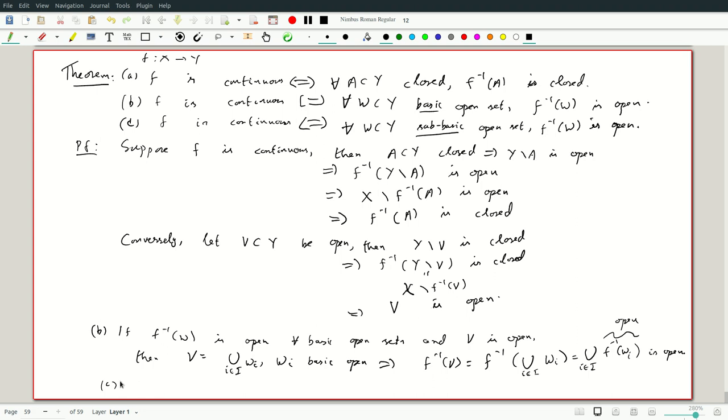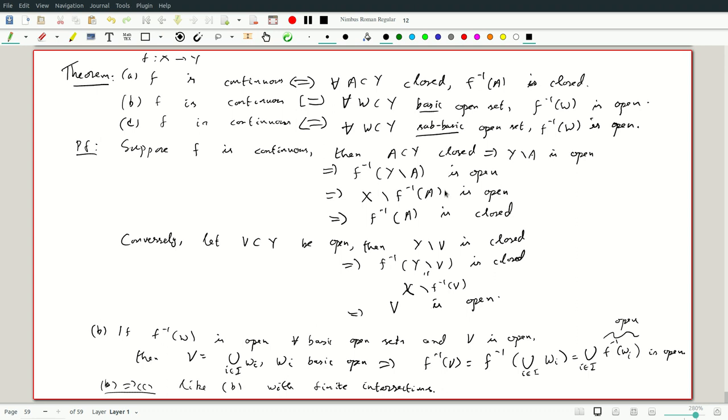B implies C. C is like B, but with finite intersections. Suppose we have established B, and I know the inverse image of a subbasic set is open. I'll conclude that the inverse image of a basic open set is open, where the basis comes from the subbasis by finite intersections.